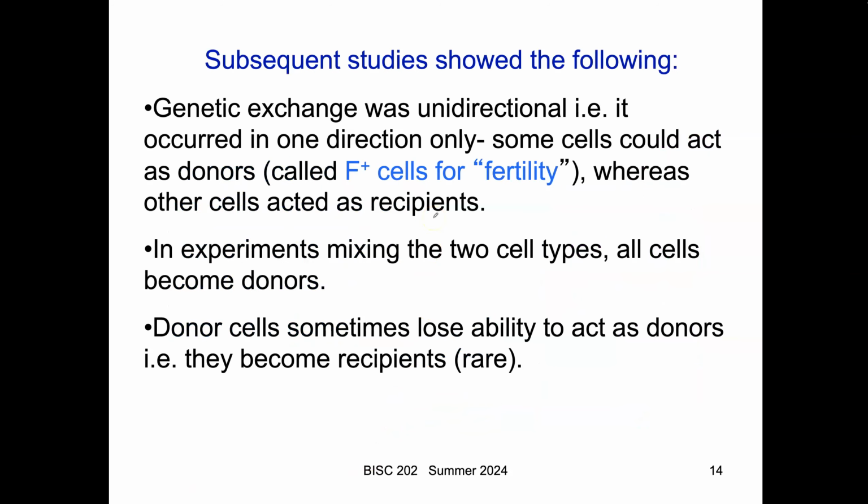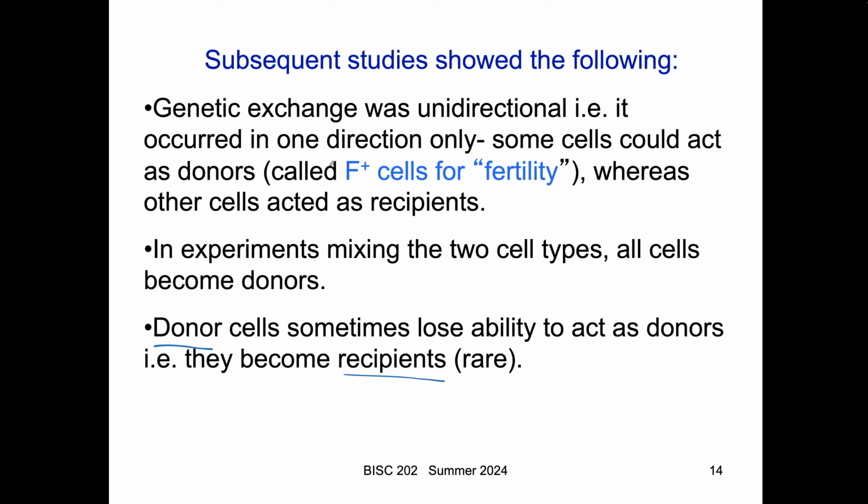Okay, so in subsequent studies, when they worked on it some more, they found some interesting things. So for example, there were two types of cells, donor cells and recipient cells. And it turned out that, first of all, the genetic exchange is unidirectional. So it's not like the two cells are swapping information. One cell donates, transfers some of its DNA to the recipient cell, and the other one receives it but doesn't provide anything in return.